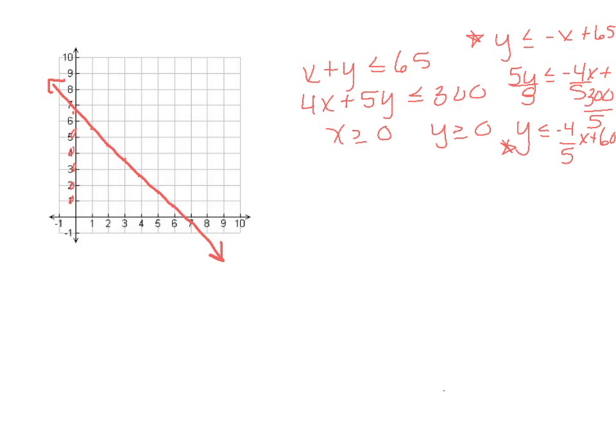We also have y is less than or equal to negative 4/5 x plus 60. So I have to go to 60, and go down 4, 1, 2, 3, 4, over 5, 1, 2, 3, 4, 5. And we will also have a straight line here. And we're shaded below. So we're shaded in this area here.